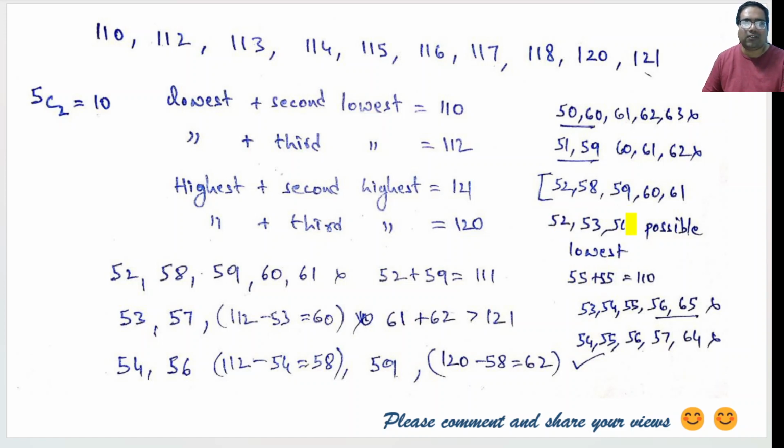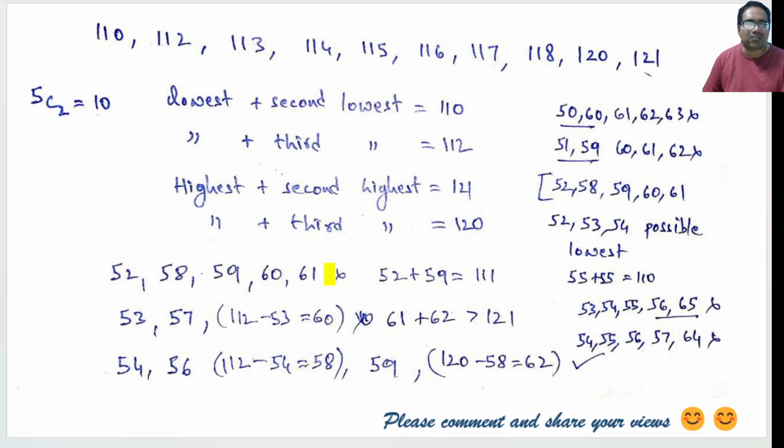We are left with only 52, 53, 54. That is the only possibility, right? Now, if it is 52, then we have only one option, that is 58, 59, 60, 61. We can't go beyond. If we go one step ahead, then we'll not be able to match this 121 target, right? The highest and second highest should sum to 121. That only happens when the highest and second highest are 60 and 61.